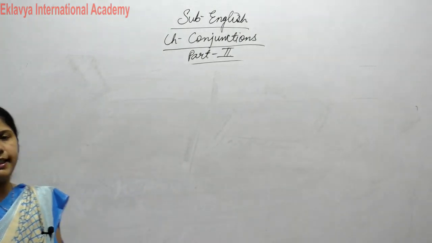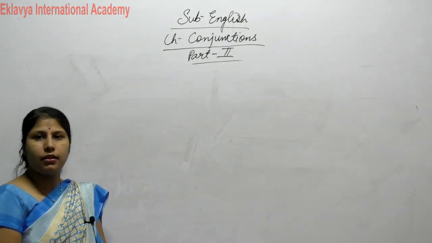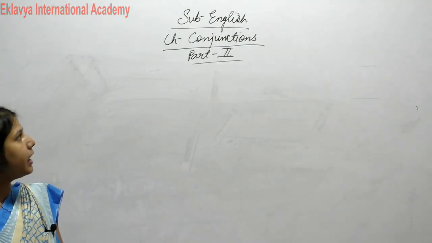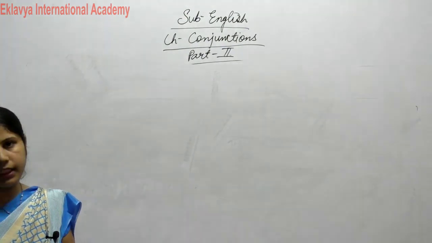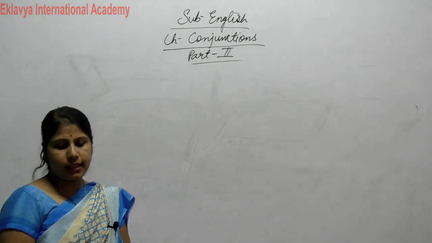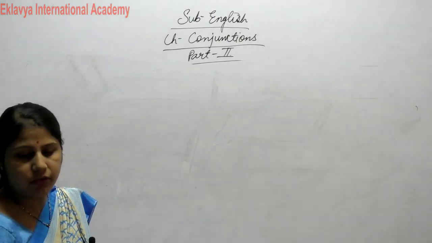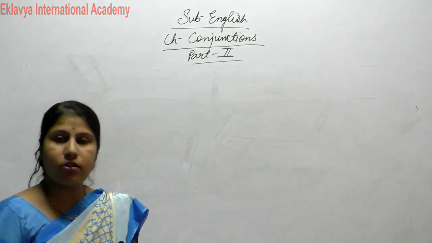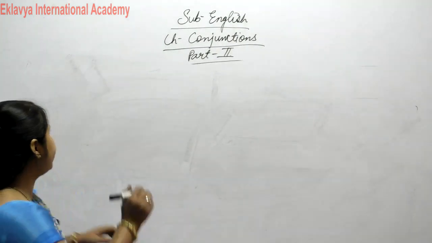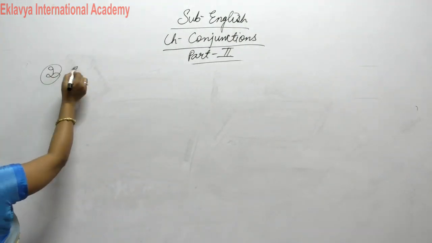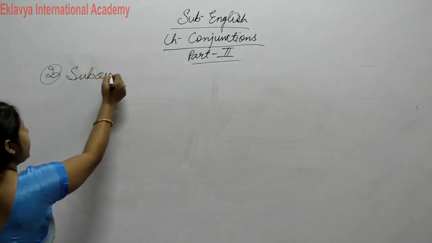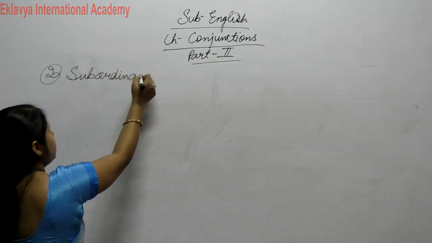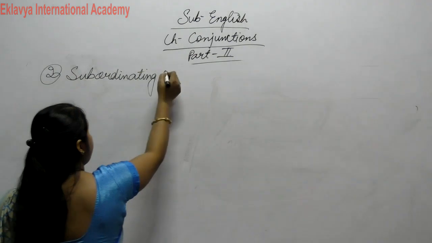As you all know, in the last class we discussed the first part of conjunctions, that is coordinating conjunctions. Today we discuss the second kind of conjunction, which is also a very important conjunction, called subordinating conjunction. Clear? So write down the heading: subordinating conjunctions.